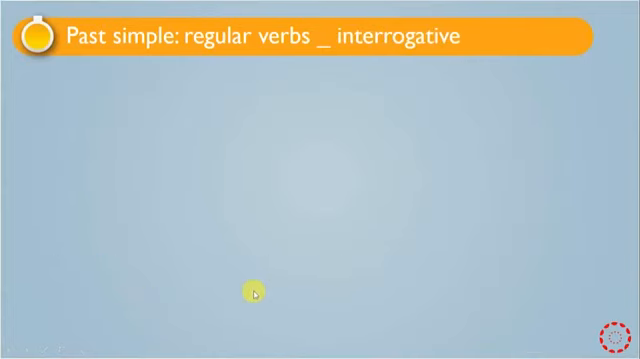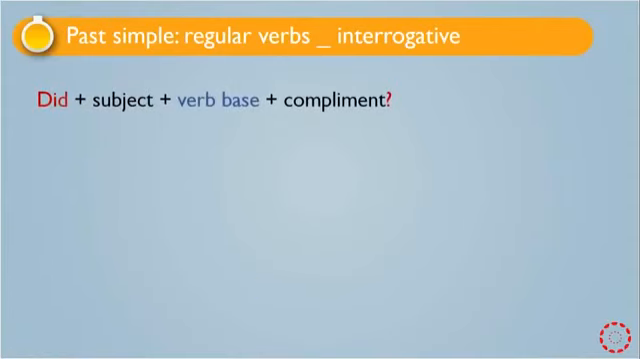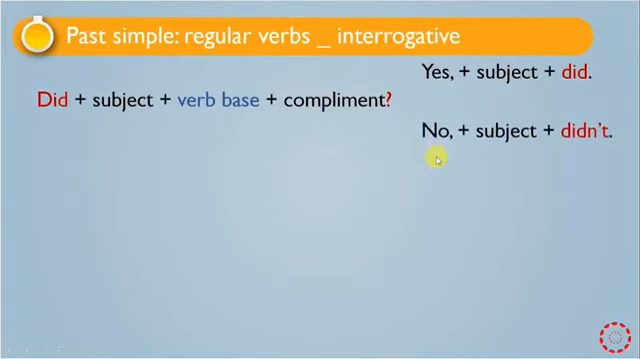The interrogative form of past simple is like this. Did, subject, plus verb base, plus complement. We use did to ask questions in past simple with main verbs. The answer will be yes plus subject plus did, or it's no plus subject plus didn't.